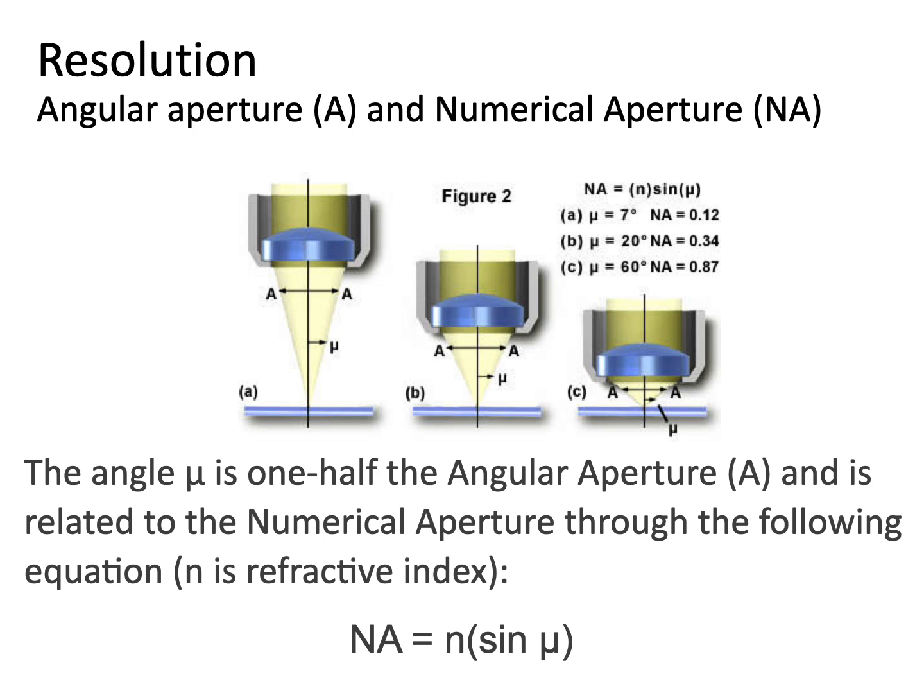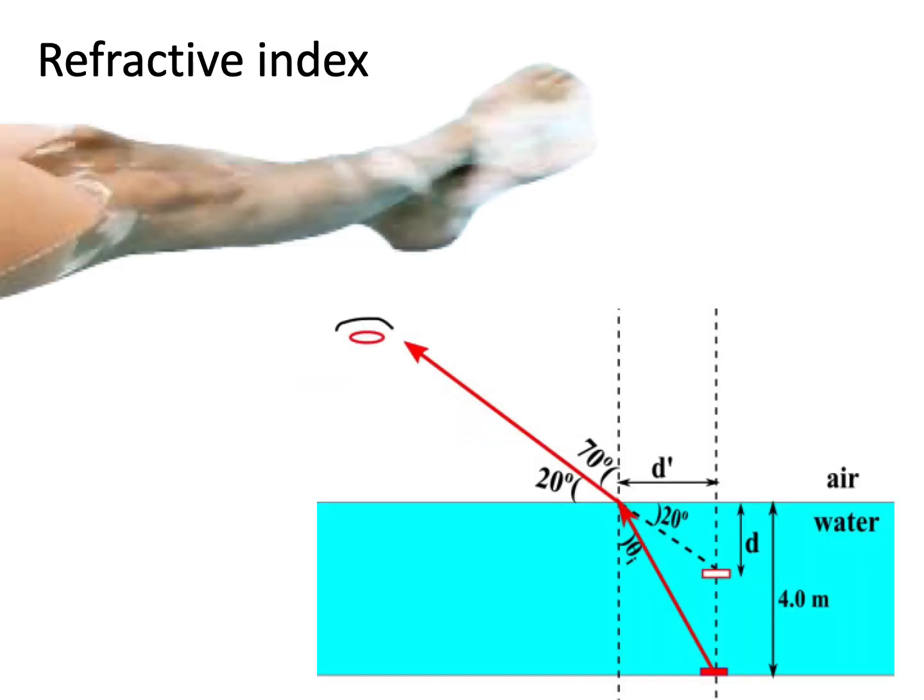Now there's one other factor to think about when you're looking at this, and that's that N. And N is the refractive index. We won't go into too much detail here, but the refractive index is the way that light behaves when it's moving between two different materials.